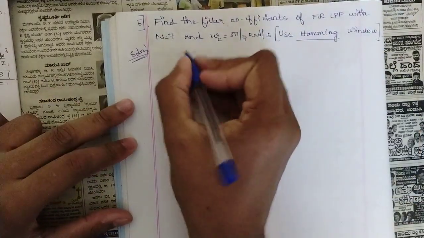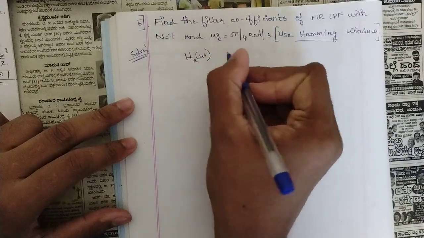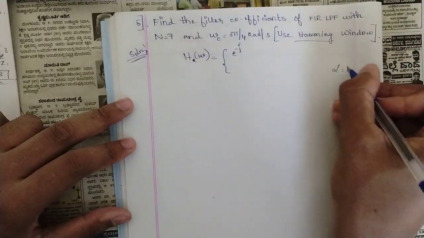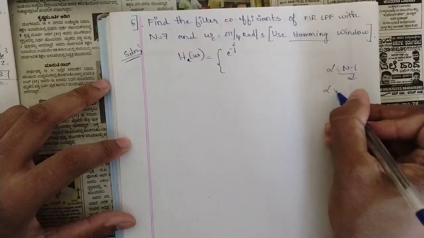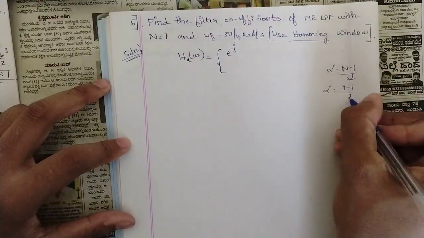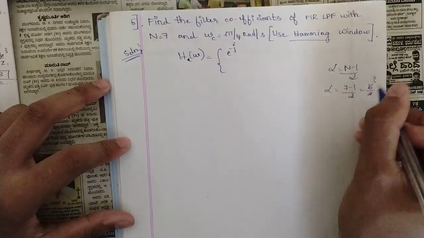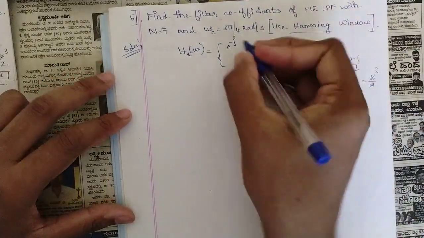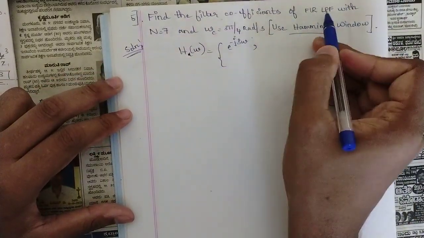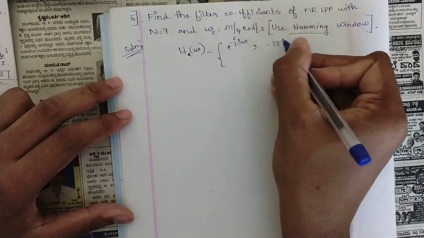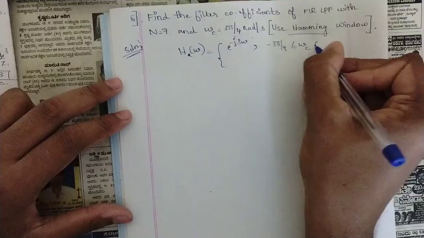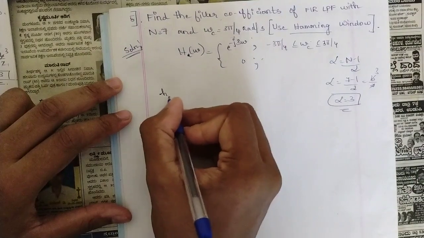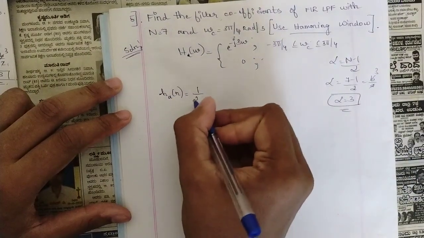First, write the standard value of HD of omega, that is e power minus j alpha, where alpha is n minus 1 by 2. The value of n is 7, so 7 minus 1 by 2, that is 6 by 2, so alpha is equal to 3. So it would be e power minus j 3 omega. Again they have told low pass filter, so the limits would be from minus 3 pi by 4 up to 3 pi by 4. Rest is 0.